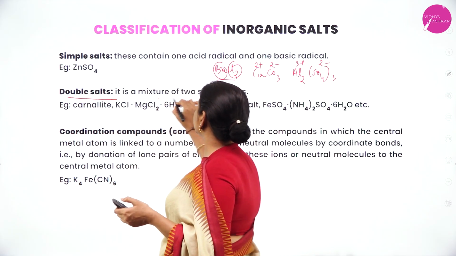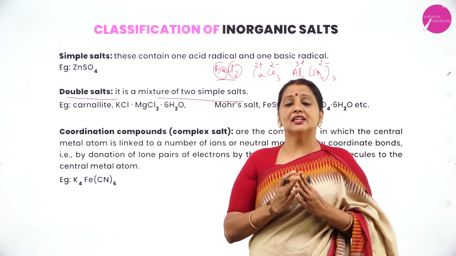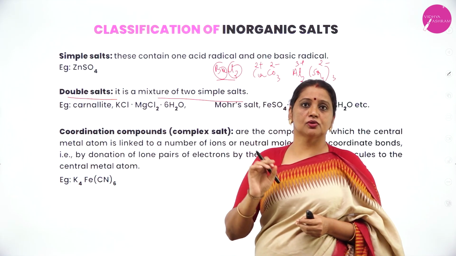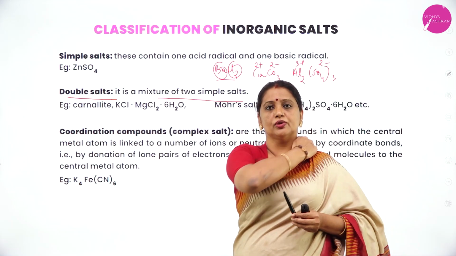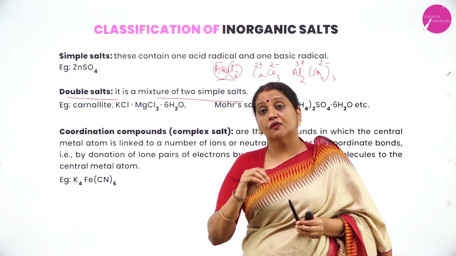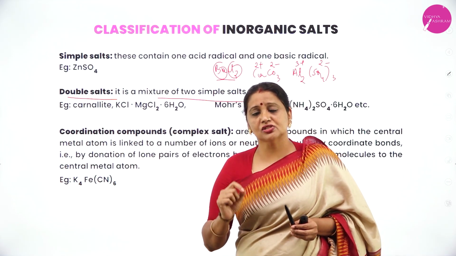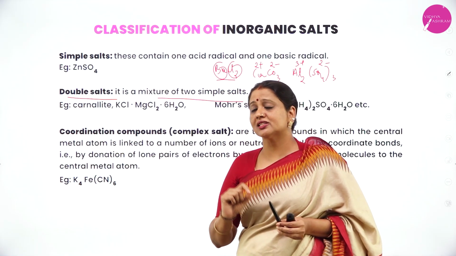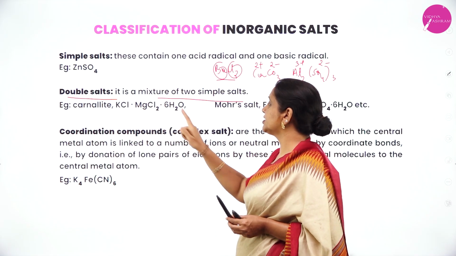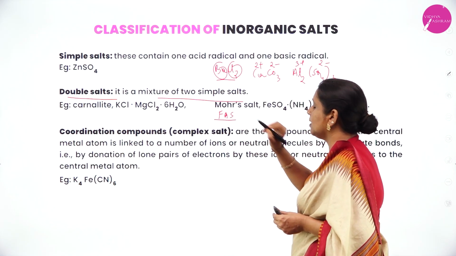Next, double salt. It is a mixture of two simple salts. If two simple salts are mixed with each other, then it is called as double salt. For example, when you take potassium chloride and magnesium chloride, KCl and MgCl2, and mix them with each other, and it absorbs 6 molecules of water, then it is called as carnallite. What is the composition of carnallite? KCl.MgCl2.6H2O.